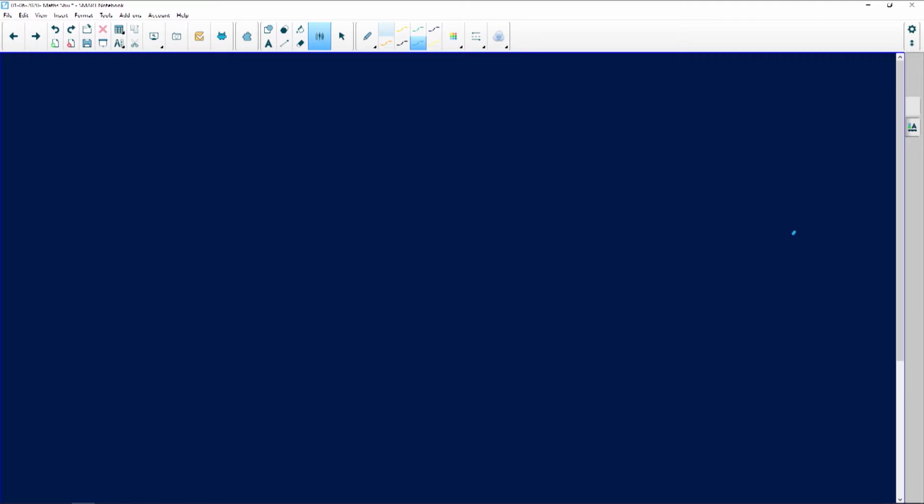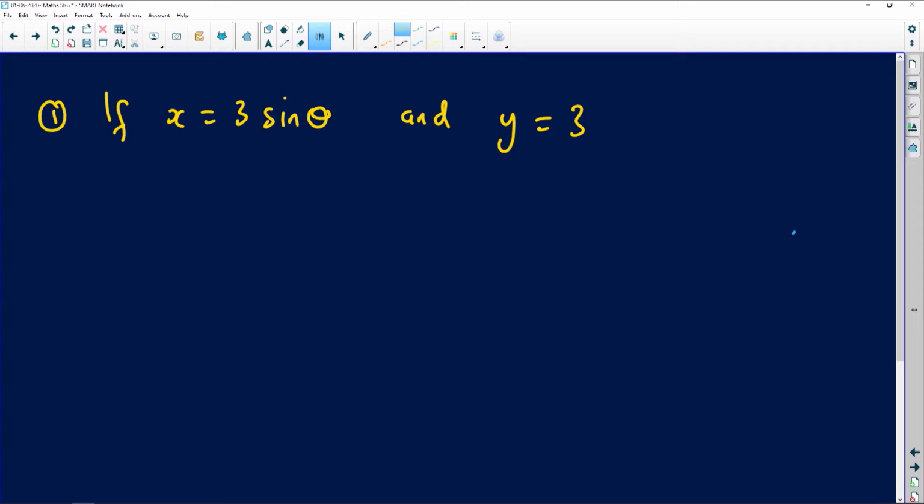Now, the first question says to us, it might not be part of this, but you're going to see how your concept of double and compound angles works in this particular instance. Number one says, if x is equal to 3 sine of theta, and we're also told that y is 3 cos of theta.